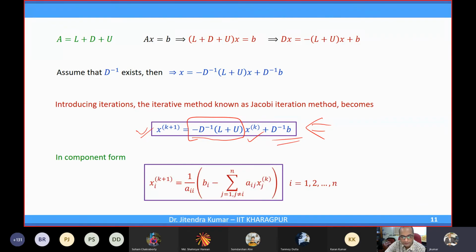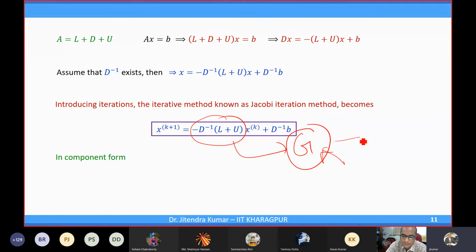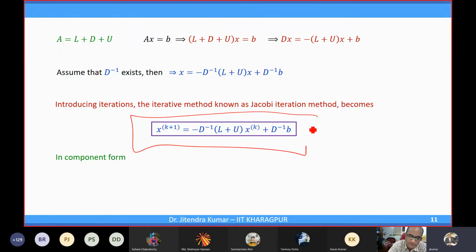This is your iteration matrix. The iteration matrix is very important. We have to analyze the iteration matrix for its convergence, for the speed of convergence, so many things. So that G is very important. This matrix-vector representation you can also write in component form.